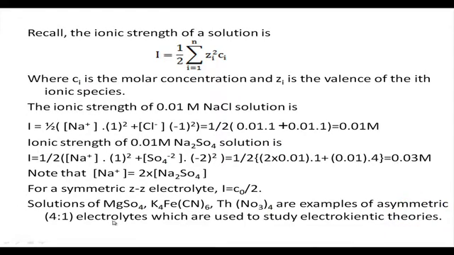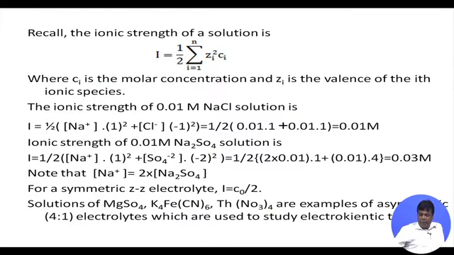So, these salts are asymmetric 4:1 electrolytes, which are used to study electrokinetic theories. This creates a bottleneck for the Poisson-Boltzmann model, which we just described. Now, before looking into the other aspects or improving this model, there is another comparison we can make with the pressure driven flow.